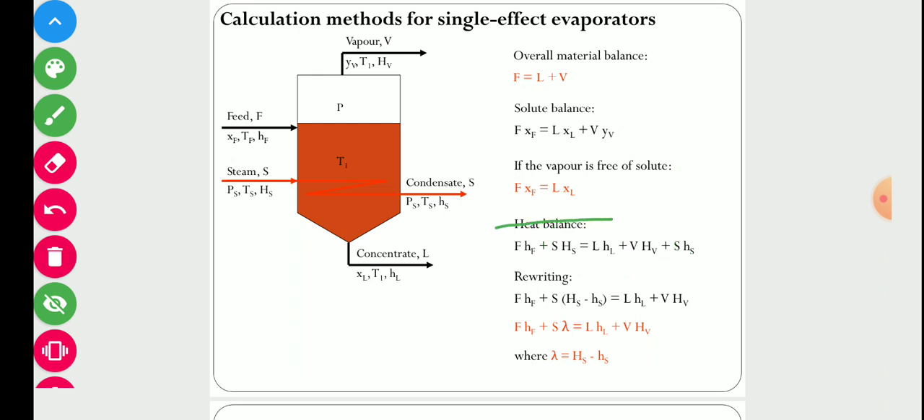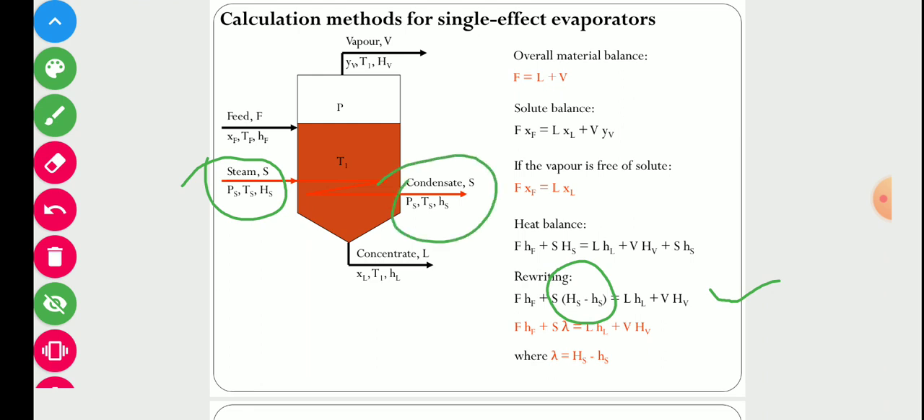Now if we rearrange that equation, because here the S is common in these two terms, if we take this S as a common term and rearrange that equation, then we can write this equation in this form. Now this HS minus this small hs will be equal to the enthalpy of condensation, because what is happening here, we provide steam which gets condensed and releases energy. So the amount of energy released by the steam will be equal to the heat of condensation.